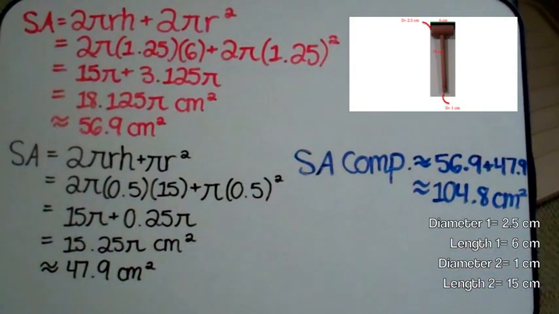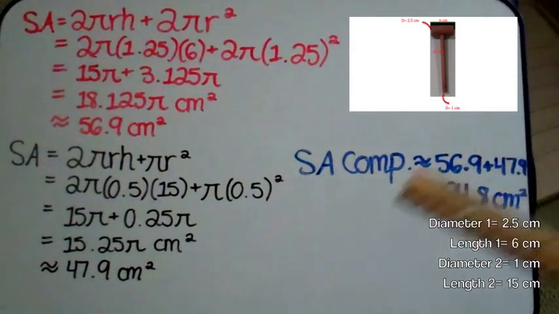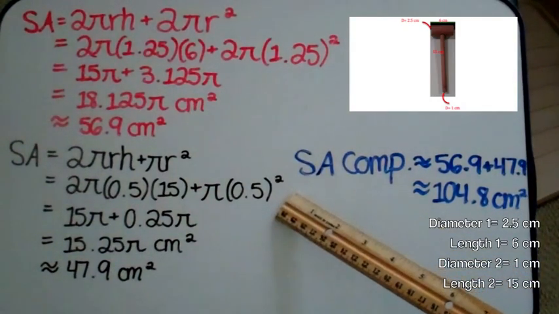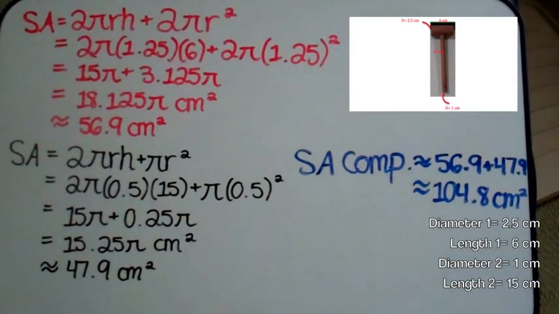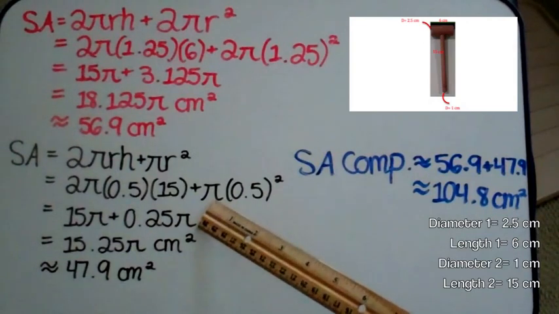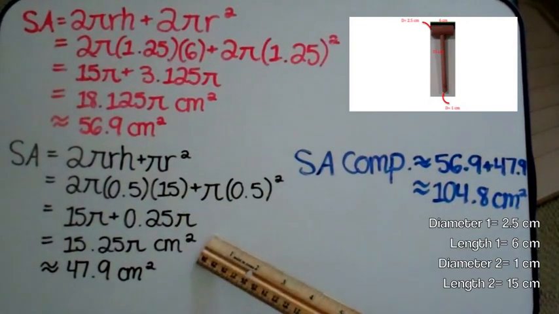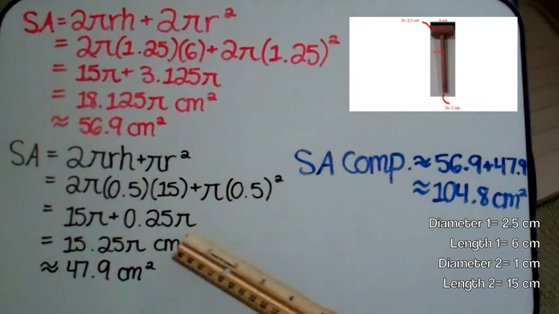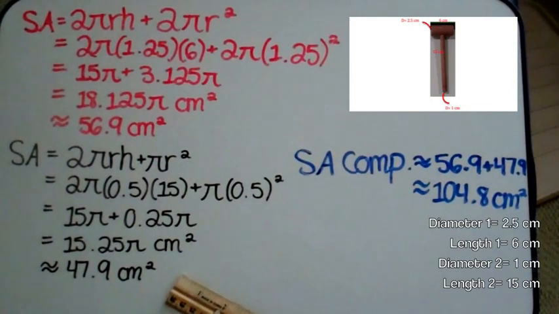Now, you put the corresponding numbers in, and you get 2 pi times 0.5 times 15 plus pi times 0.5 squared. And then you simplify that to 15 pi plus 0.25 pi, and then you can get 15.25 pi square centimeters as your exact answer, and approximately 47.9 square centimeters to the nearest tenth.